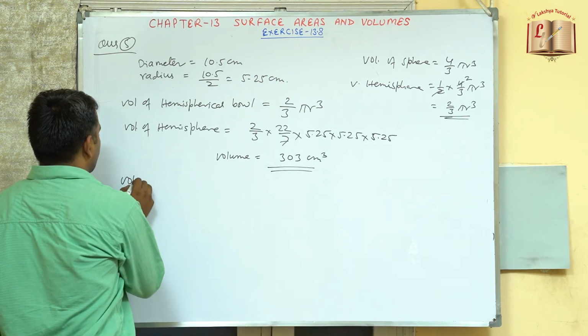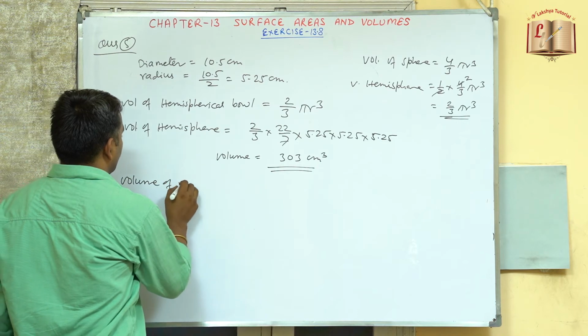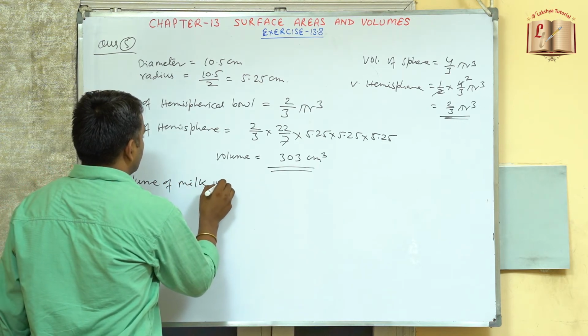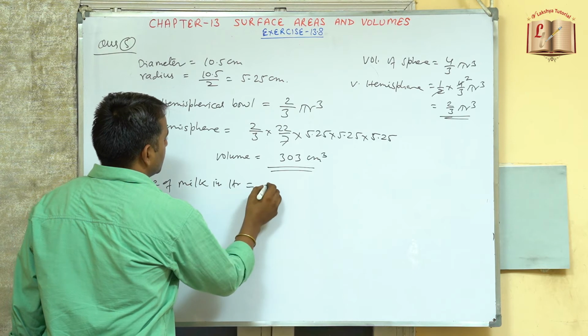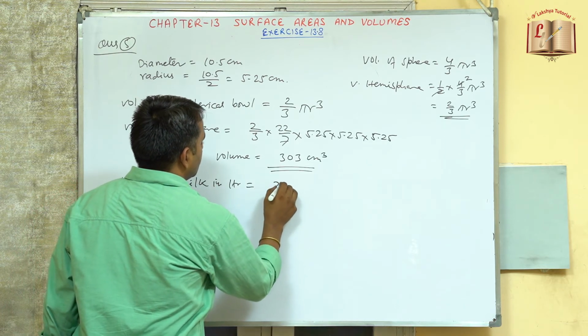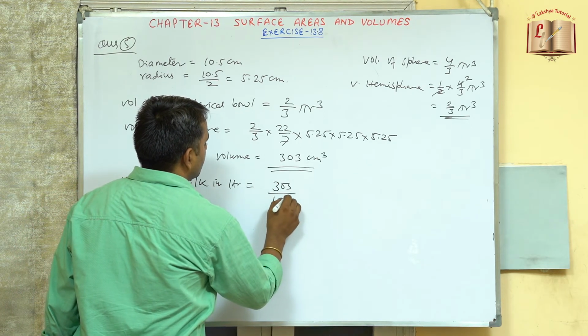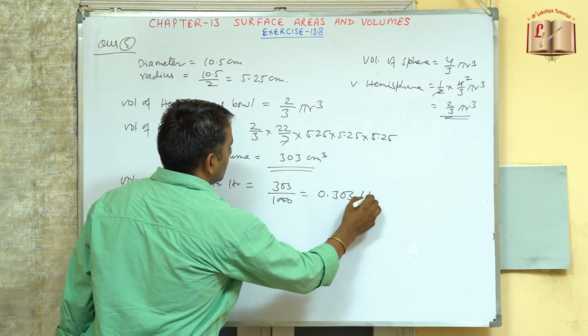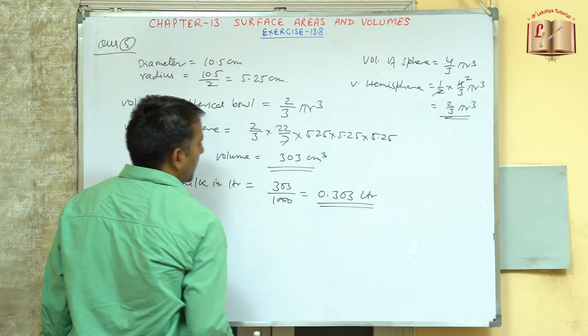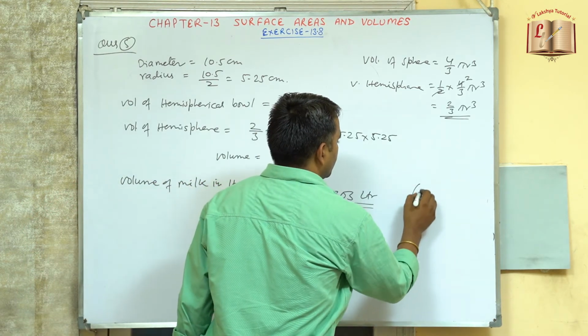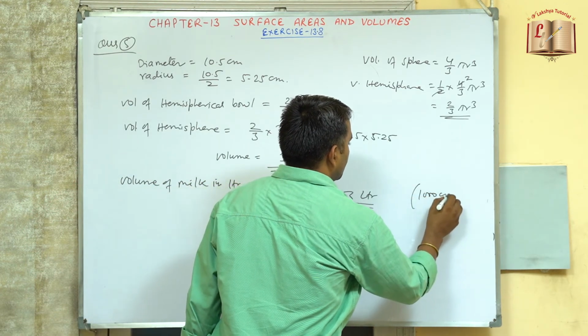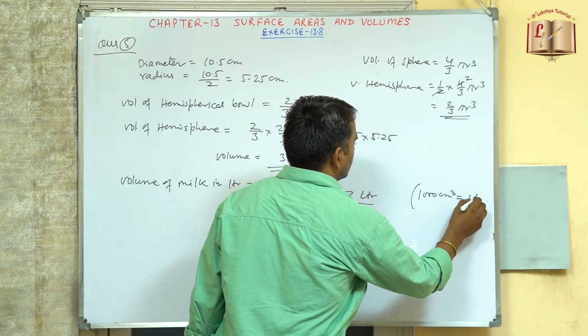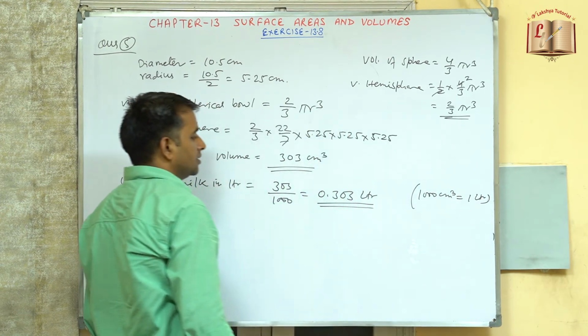Now volume of milk in liters will be equal to 303 divided by 1000. So this will be 0.303 liters, because 1000 centimeter cube is equal to 1 liter.